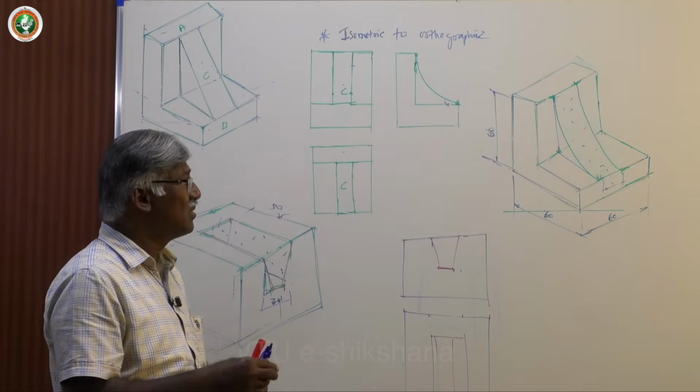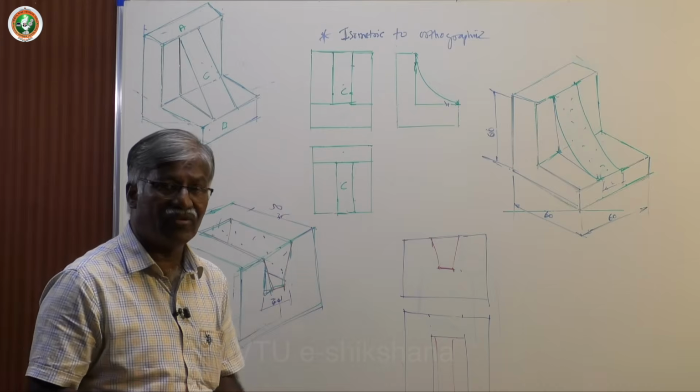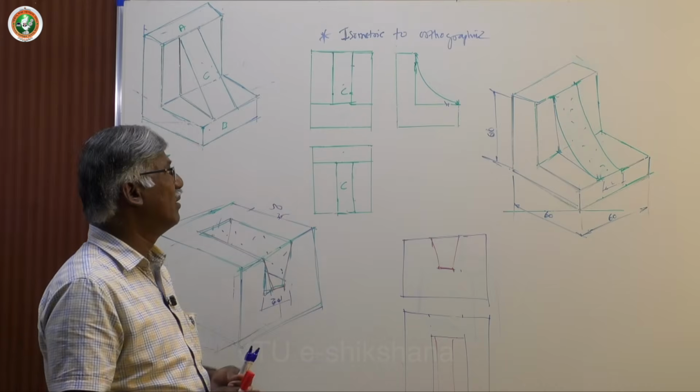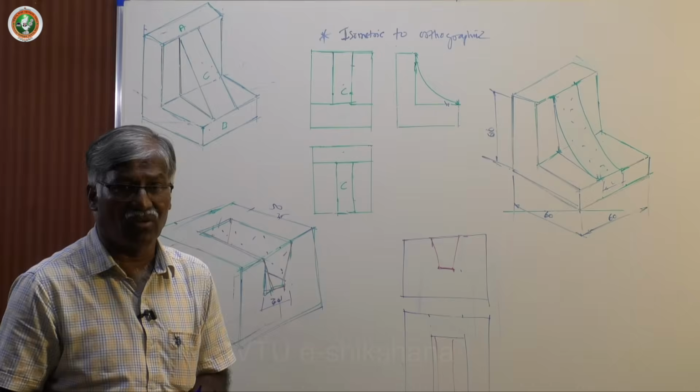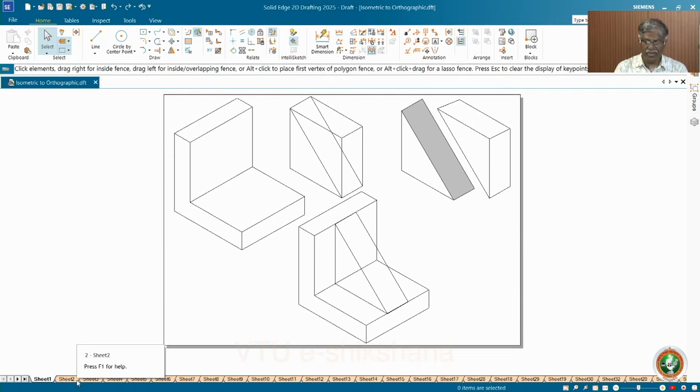Now let us discuss the same thing in the computer. I have added some more to discuss the isometric to orthographic. Okay. So we have learned how to draw isometric projection of simple solids, prisms, pyramids, blocks, and also frustum of cone, frustum of pyramids, etc. And also some of the specific problems. Now let me discuss how to convert isometric view to orthographic. Sometimes we need that type of document also.